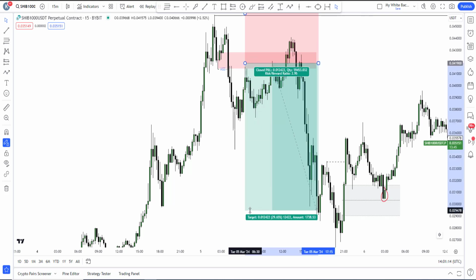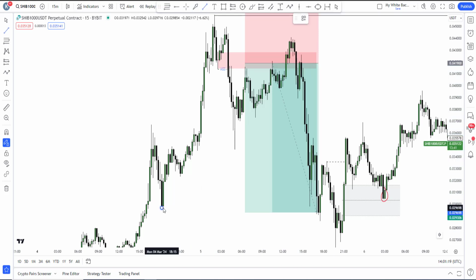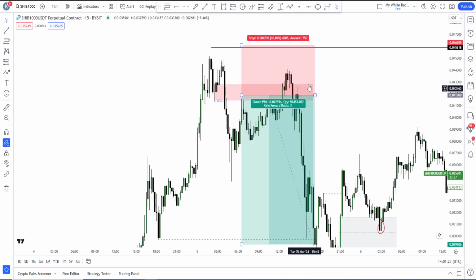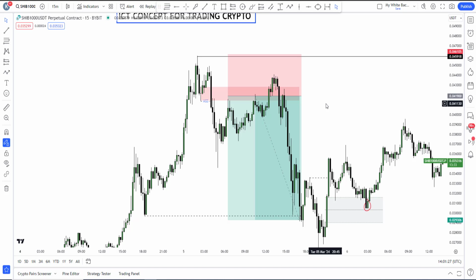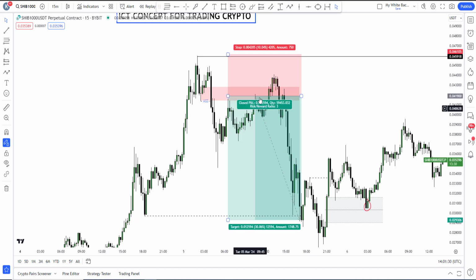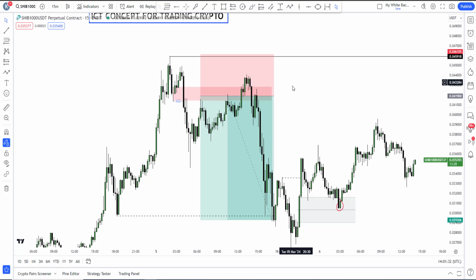I targeted this place below this liquidity area. Let me show you this place. I said, this is where I want to close that particular trade. This particular trade gave me almost $700. I entered here, price just did this, and boom, it started coming down.